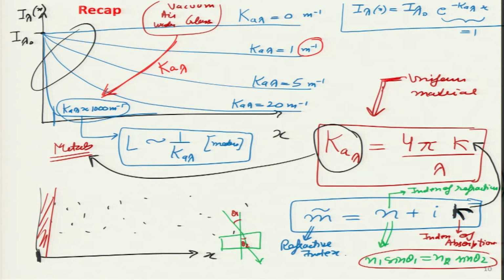So, for a uniform medium having constant properties, it can be expressed by this relationship over here, 4 pi kappa by lambda. Then I explained where kappa comes from. This is part of the complex refractive index m, and n is the index of refraction, which we are all familiar with because we have studied Snell's law of refraction in our school physics, and kappa is the index of absorption. So, that gives rise to capital Ka, and that gives rise to the decay in the intensity.